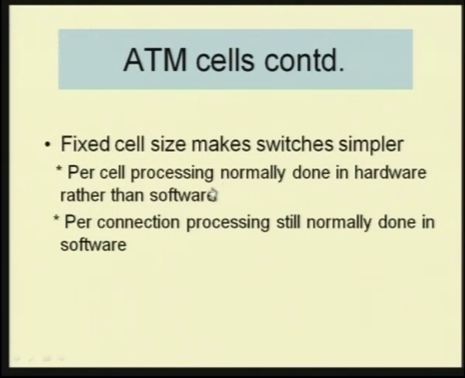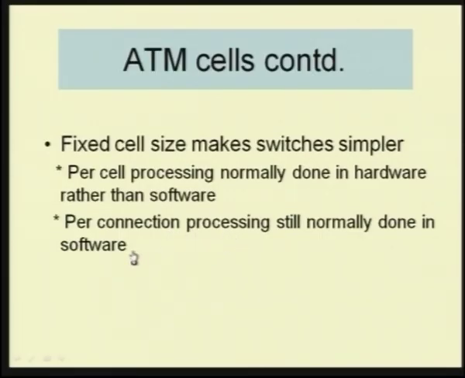Per cell processing is normally done in hardware rather than in software. The per connection processing is still normally done in software. Note that there is a difference between per cell processing and per connection processing. Per connection processing is the process of establishing a call from end to end, making sure that once you have established the call, the data can be transmitted, and at the end of it, making sure that you disconnect the call. All this is what we mean by connection processing.